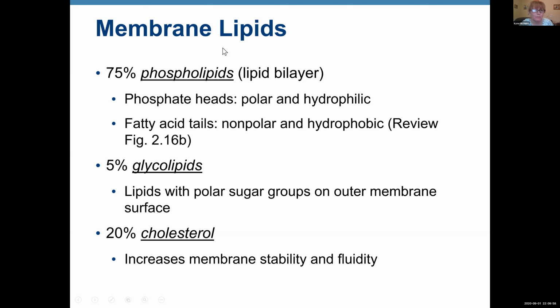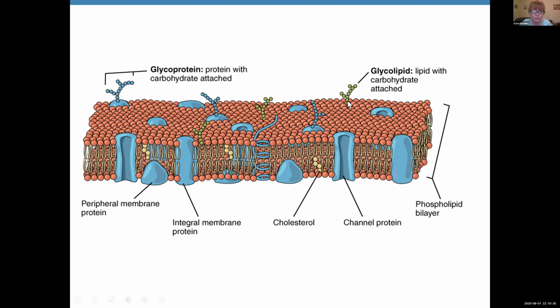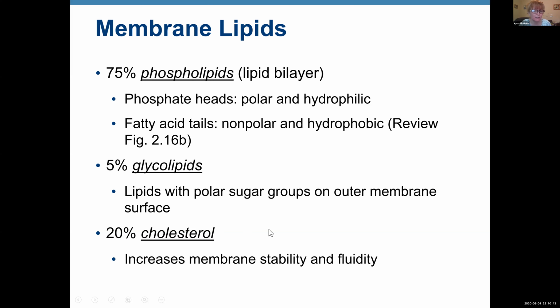Okay, so if you're looking at membrane lipids, mostly they are phospholipids, 75%. And they make a phospholipid bilayer. A phospholipid has two parts: a polar hydrophilic head and a fatty acid tail that is nonpolar and hydrophobic. We talked about it in our previous chapter. About 5% are glycolipids. Those are lipids with polar sugar groups on the outer membrane surface. If I go back, this green sugar attached to the lipids, that's our glycolipid. It's over here, over here. And about 20% is cholesterol that increases membrane stability and fluidity. So those are the lipids of the membrane.